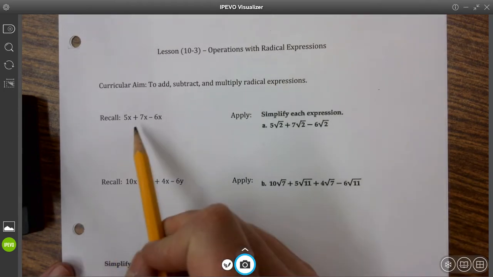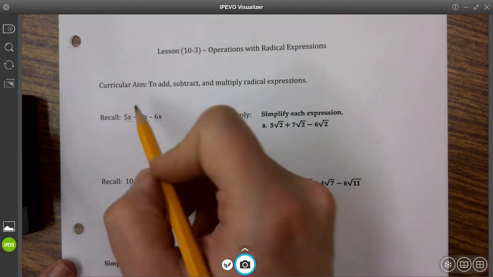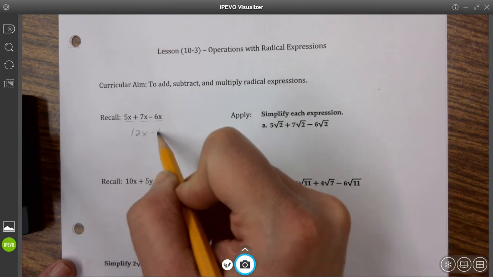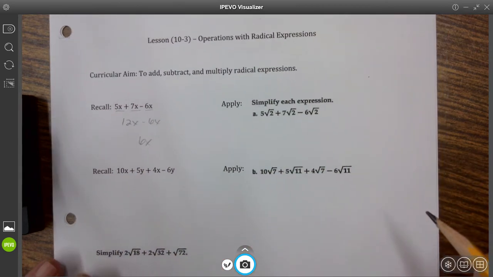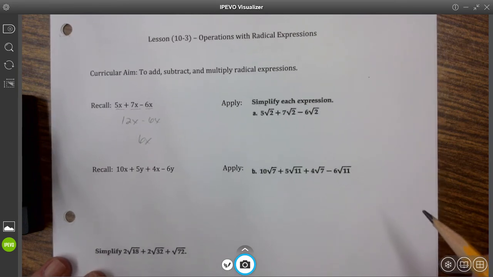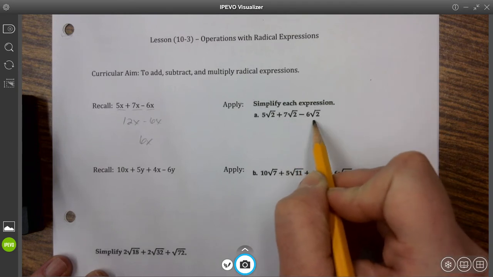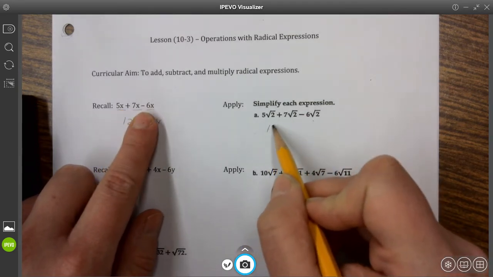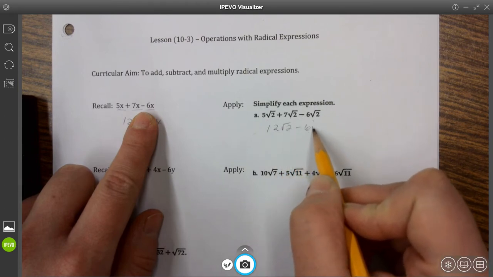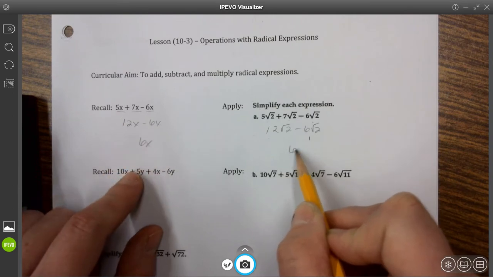If you think back a few chapters to polynomials, and we had 5x plus 7x minus 6x, we'd say, oh, that's 12x minus 6x, and you're left with 6x. The same is going to go for radicals. So we have 5 root 2 plus 7 root 2 minus 6 root 2. It's the same thing. 5 plus 7 is 12 root 2 minus 6 root 2, and 12 minus 6 is 6 root 2.